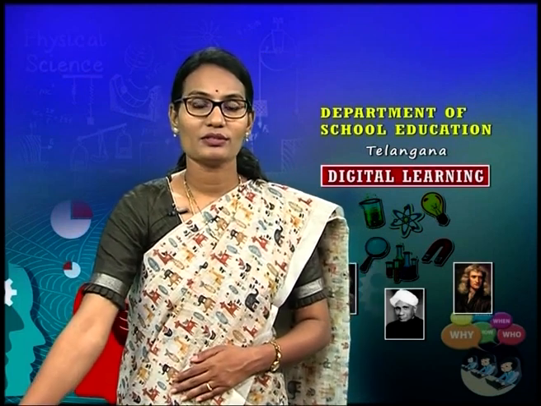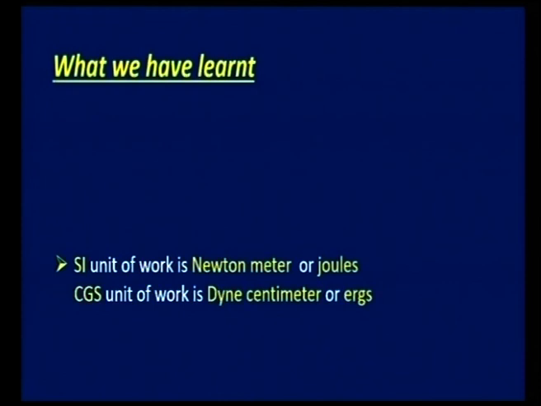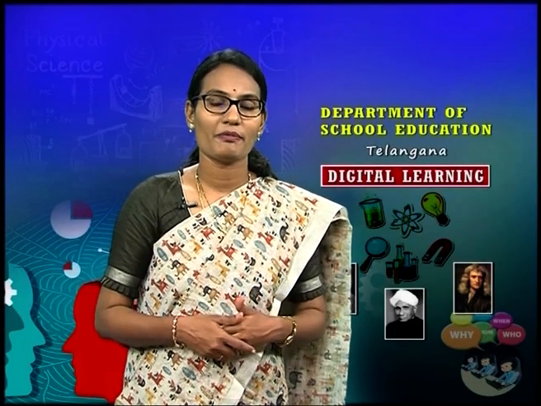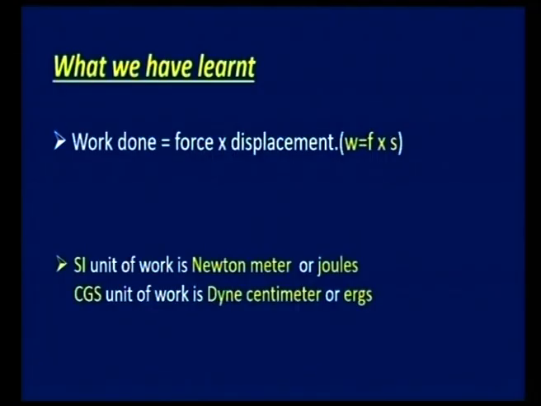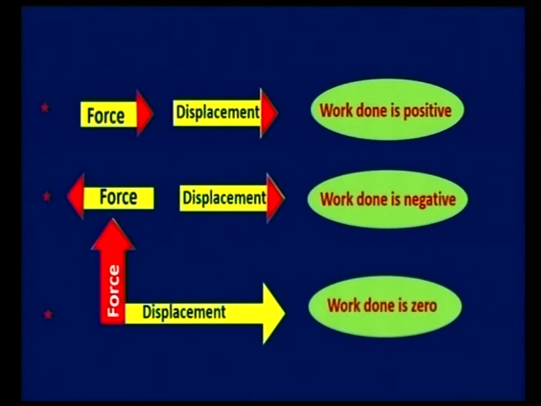So I think you understood the formula, children. Let us try to recall all the concepts we learnt in this session. The work done is equal to force into displacement, that is W equals F into S. Work done is a scalar quantity. The SI unit of work is Newton meter or joules. The CGS unit of work is dyne centimeter or ergs. When the force and displacement are in the same direction, the work done is positive. When the force and displacement are in opposite directions, the work done is negative. When the force and displacement are at right angles to each other, the work done is 0.